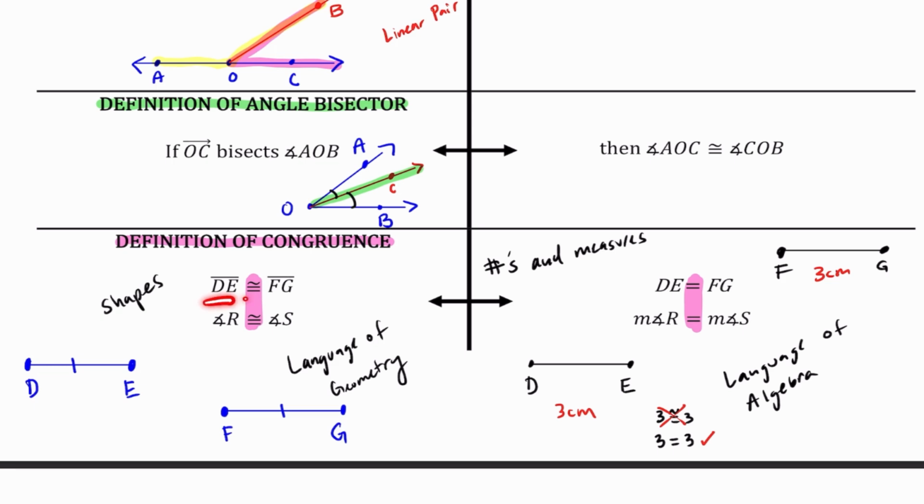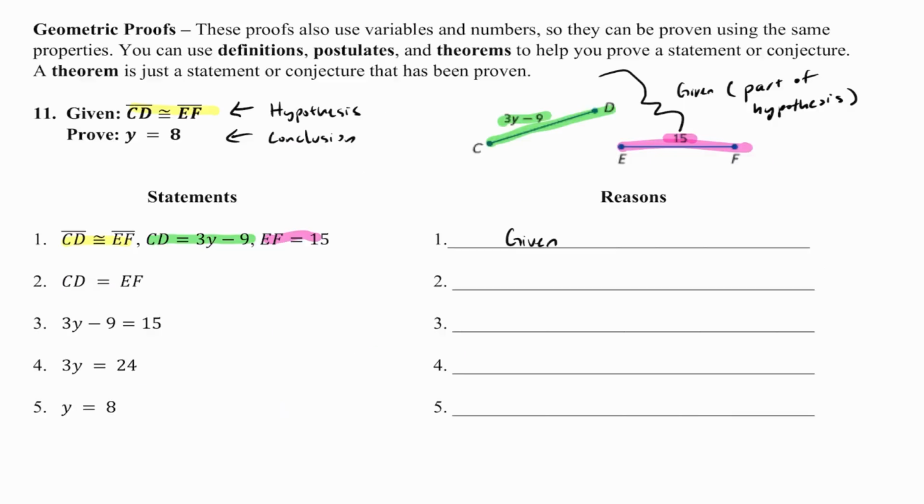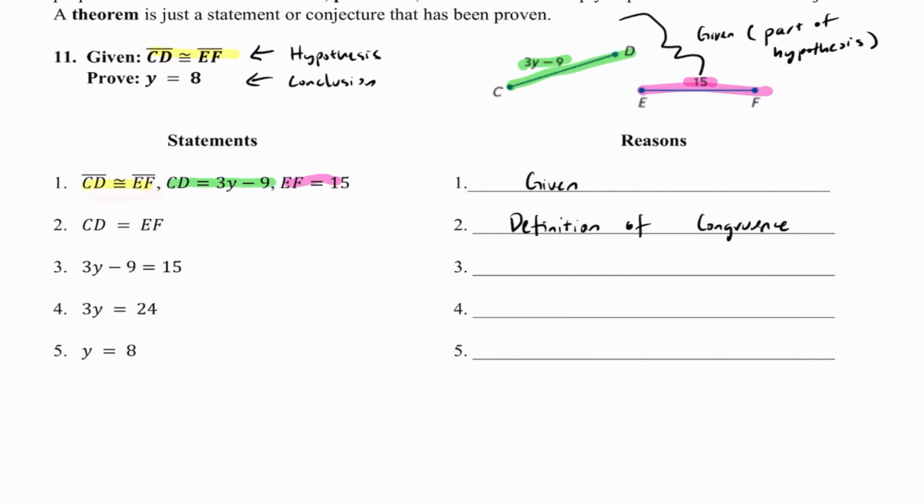If segment DE is congruent to segment FG, then by definition of congruence, the measure of DE equals the measure of FG. So segment CD is congruent to segment EF, then by the definition of congruence, the measure of CD is equal to the measure of EF. Again, this is in the language of geometry, and this is in the language of algebra.